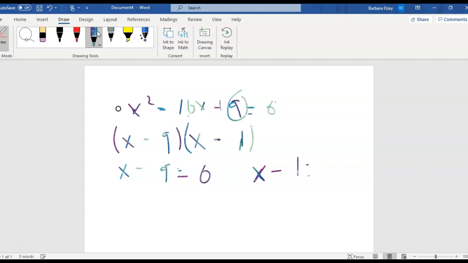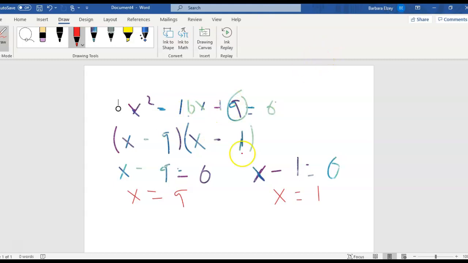I don't like this blue, it doesn't do very well. Let's go red or something. So taking the 9 to the other side, we'll get a positive 9, and taking the 1 to the other side, we'll get a positive 1. Now we're almost done, but remember we have to check any radical equation solutions.